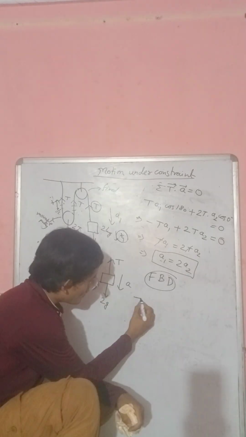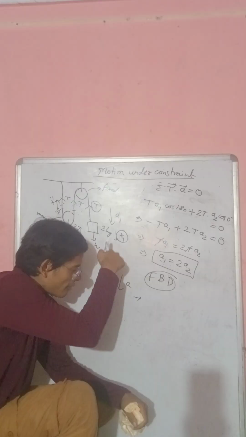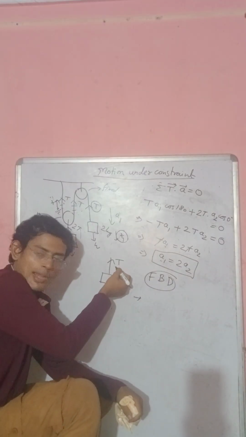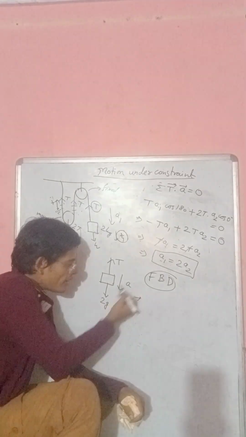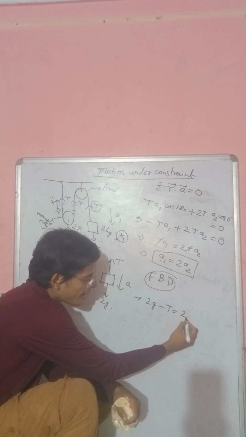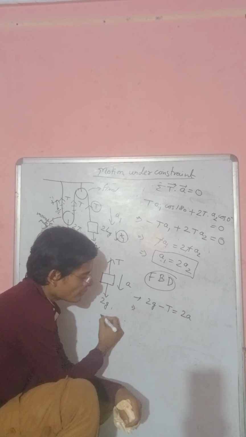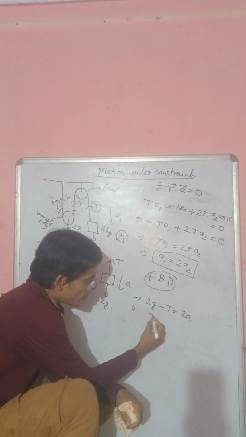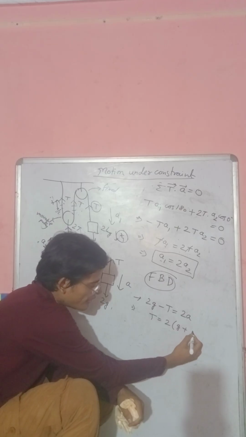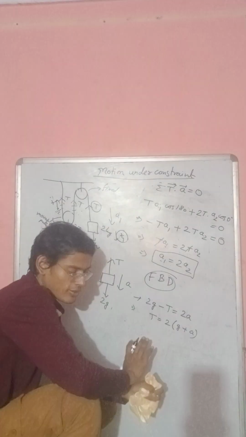So here we can write downward. Net force is in the downward direction. So we will write the downward force minus upward force equal to m into a. So 2G minus T equal to mass 2 multiplied by a. Okay, so T is equal to 2 into G plus A. Here in this way you can do it.